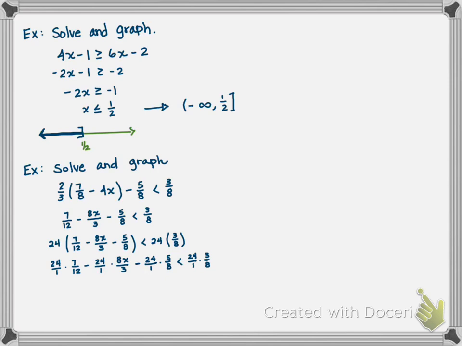Okay, let's simplify. So 24 divided by 12 is 2 times 7 is 14. 24 divided by 3 is 8 times 8x is 64x. 24 divided by 8 is 3 times 5 is 15. And then 24 divided by 8 is 3 times 3 is 9.